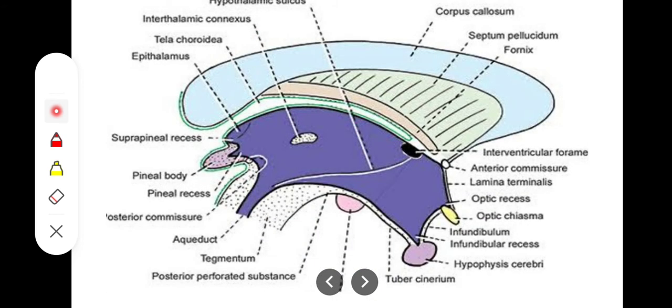In the lateral relation, it appears like this: this is the corpus callosum, this is the septum pellucidum, and this is the fornix, and this is the choroidal fissure in which we have the choroid plexus, and this is the lateral ventricle.